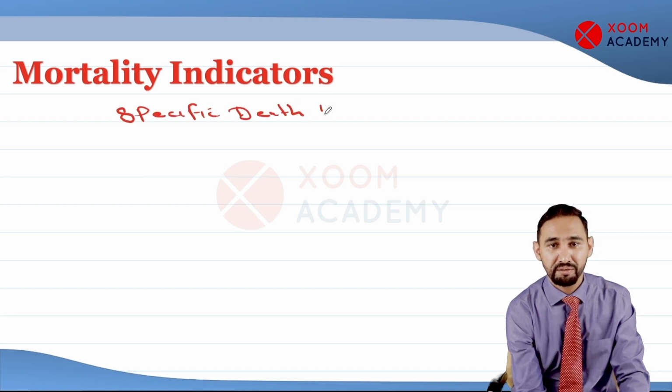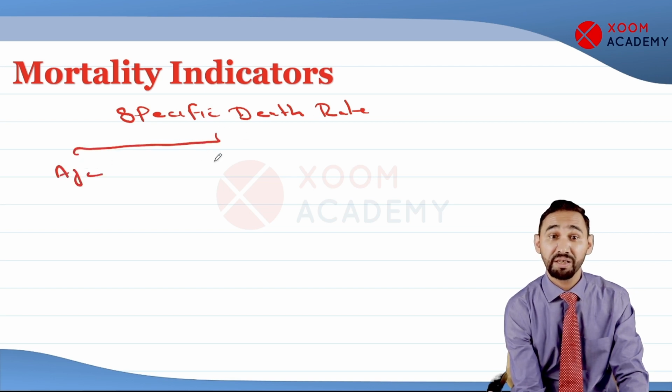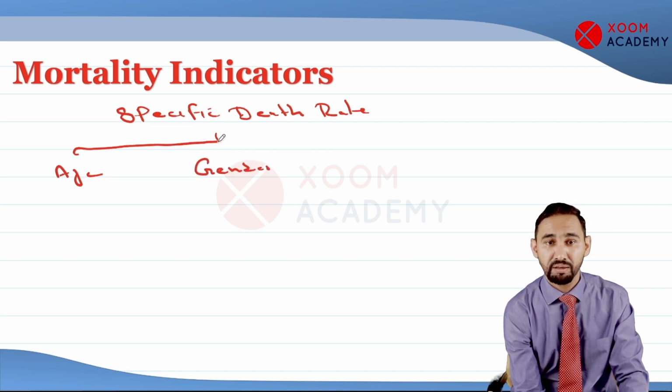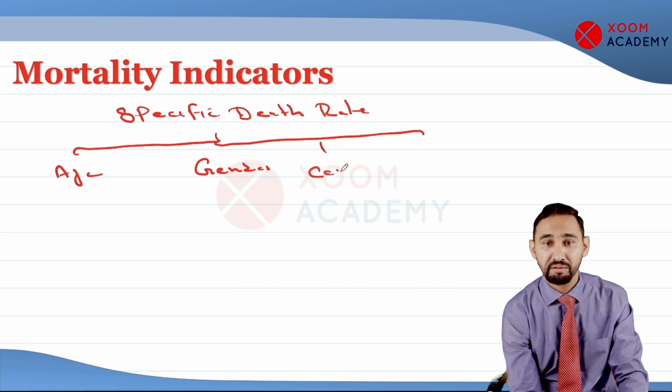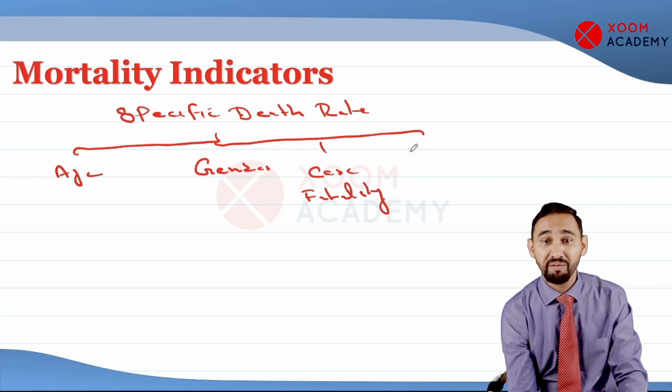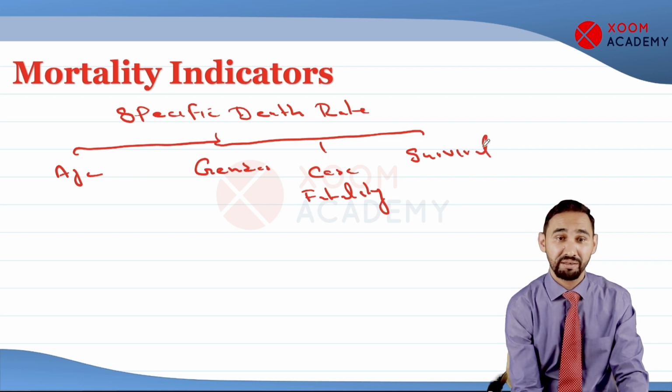Specific death rates show the cause. Like we can specify them according to age. We can specify them according to gender. And there are case fatality rates. A disease may be fatal. Then there are survival rates. How many people are surviving?